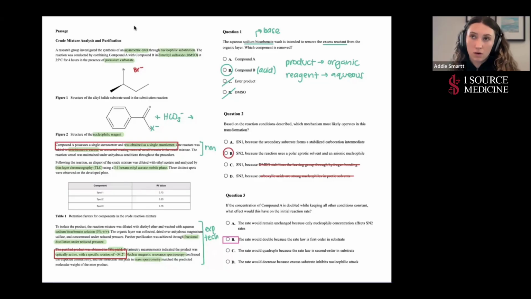So overall, an SN2 reaction would be second order, but it's first order with respect to the nucleophile and first order with respect to the electrophile. So that is why the answer is B and not C. It's tempting because when you think SN2, you probably think second order, which is true overall, but not with respect to that substrate. And then ruling out A, right? This would be true for, well, I guess it just isn't true at all. It should be only electrophile concentration affects SN1. That would be a true statement. So not A. And then the rate would decrease because excess substrate inhibits nucleophilic attack. Probably not. So that gets me to B.